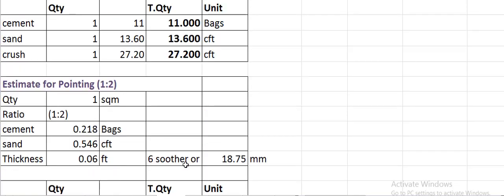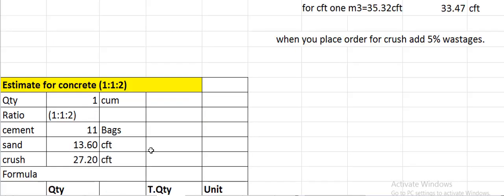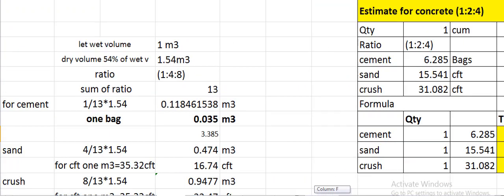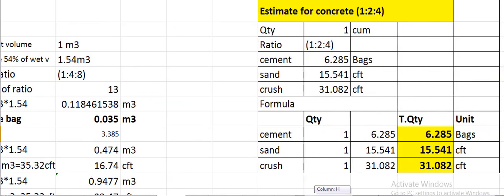For the other concretes, like 1:1.5:3 and similarly for the 1:2:4 concrete, we require 6.285 bags for 1 cubic meter of 1:2:4. We use the same method for calculating, because when we sum up the ratio it becomes the same, and we also calculate for the cement, sand, and crush. So we require cement 6.285.